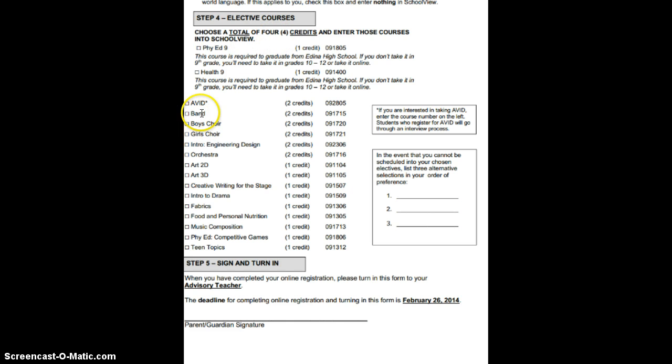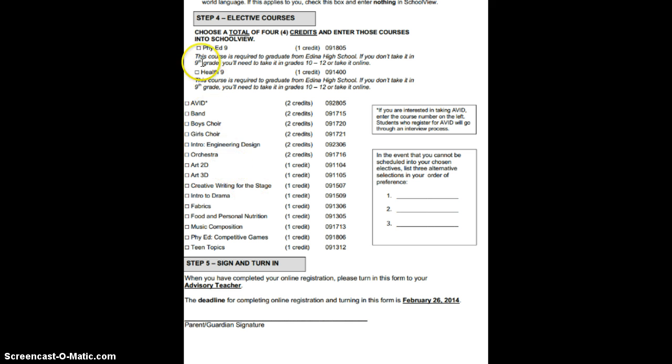If you are in band, boys or girls choir, or orchestra, those are each worth 2 credits, so that would bring you to the total of 4 credits. If you checked, for instance, band, then 1, 2, 3, 4 credits would be taken, and you'd be completed with this part of the form.